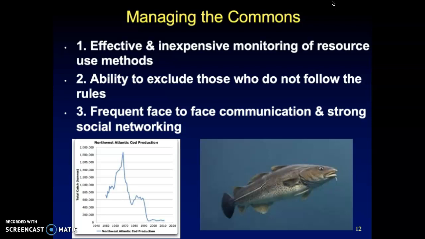But you build a much stronger relationship in a face-to-face environment with things like this than we can just through emails and Facebook or Twitter or Snapchat, things like that. So we want to keep these ideas in mind of how to manage the commons because there's lots of commons out there that we want to preserve for the good of our community, our state, our country, and our world.